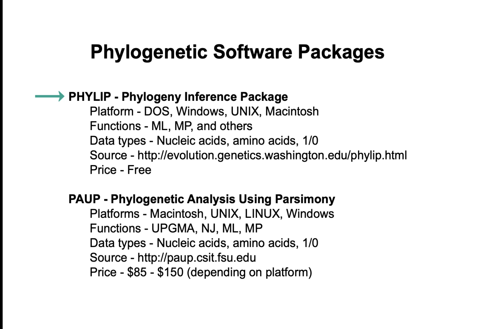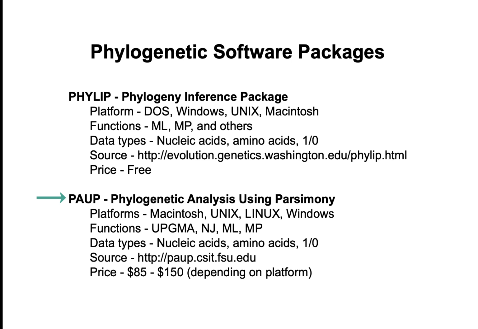PHYLIP is a phylogeny inference package, primarily for DOS, but it's also been written for Windows, Unix, and Macintosh. It was mainly written for maximum likelihood, but it also includes maximum parsimony and others now. Primarily used for nucleic acids and amino acids, but can be used for binary data also, and it's free. There's the source for that.